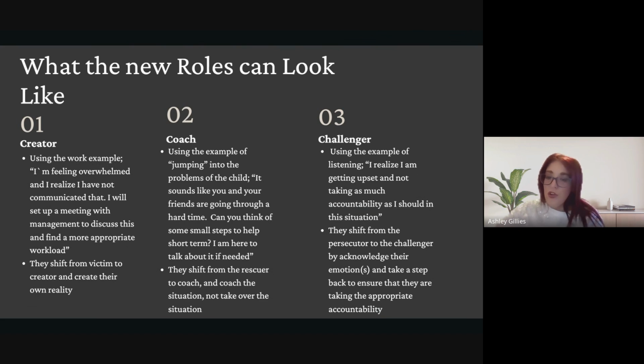So they shift from the persecutor to the challenger by acknowledging their own emotions, and they take a step back to ensure they're taking accountability. This is what a challenger does. This is companies that work really, really well, big companies, big entities that work well. The people that are in charge of those entities typically are challengers, not persecutors. That will make or break a business. We can all probably think of a boss that we've had. I know that I can think of a boss that was 100% persecutor all of the time, never the challenger, ever. They never took accountability for their own company. They blamed everybody else in the entity for not making them enough money, or this or that. They never took accountability for their own stuff, right?